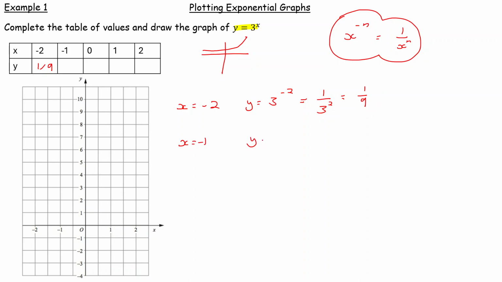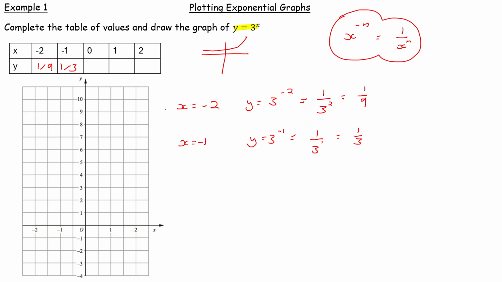Y is equal to 3 to the power of x, where x is now negative 1. Again, using our grade 5 laws of indices, negative power, we take the reciprocal, so 1 over your number, which is 3, to the power given, which is 1. Or 3 to the power of 1 is just equal to 3. So 1 over 3, 1/3. When x is equal to minus 1, the y value is a third.